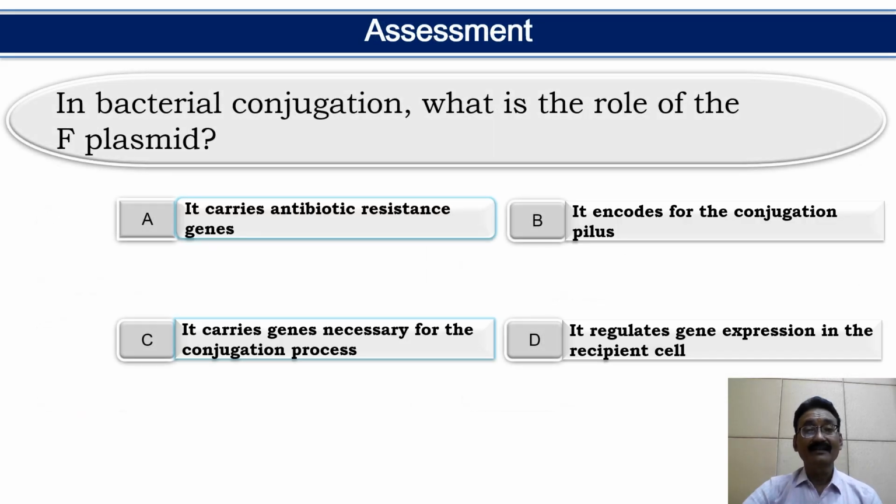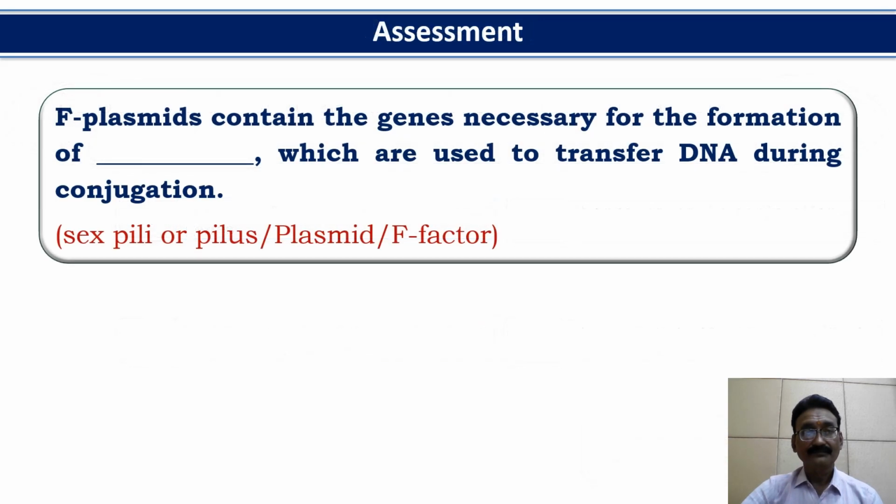In bacterial conjugation, what is the role of a plasmid? The options are given here. The answer is it carries genes necessary for the conjugation process. The F plasmid contains the genes necessary for the formation of dash, which are used to transfer DNA during conjugation. The options are sex pili or pilus, plasmid or F factor. The answer is sex pili or pilus.